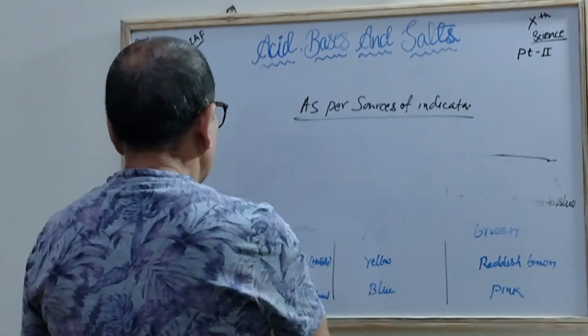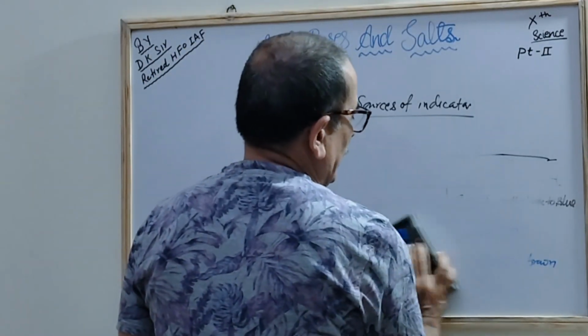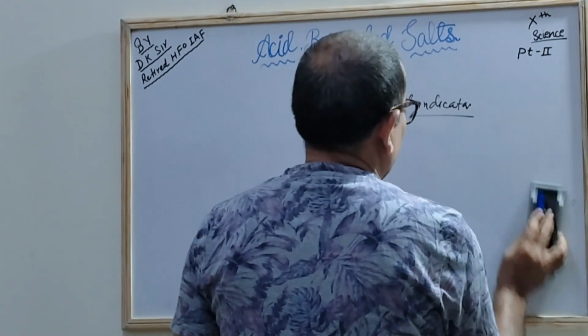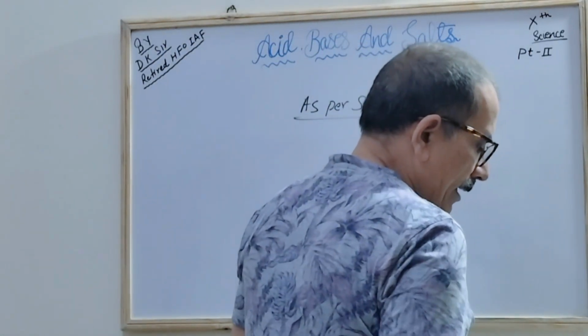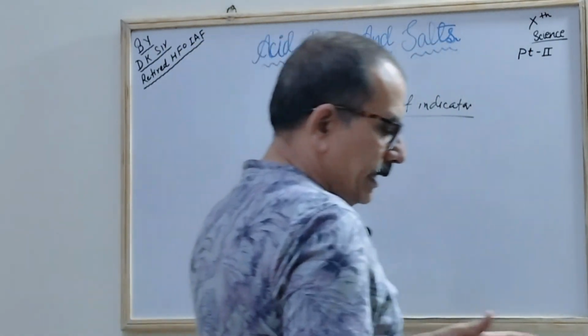So the first has become the natural. The second will be the opposite of the natural, that is the artificial, or you can say synthetic indicator. What is that?